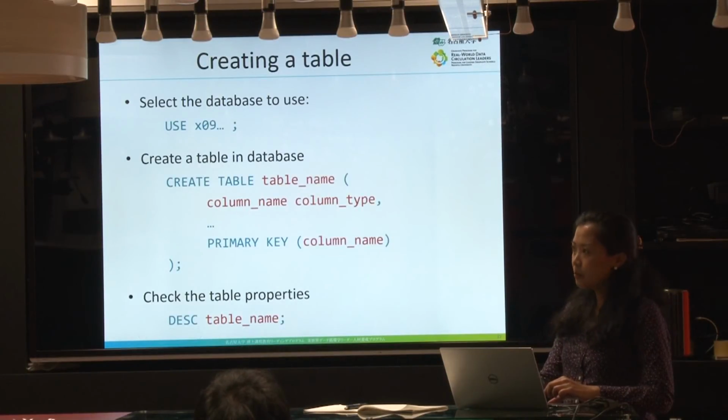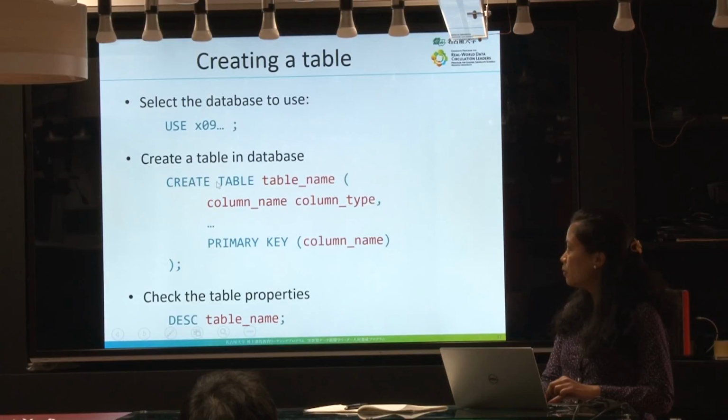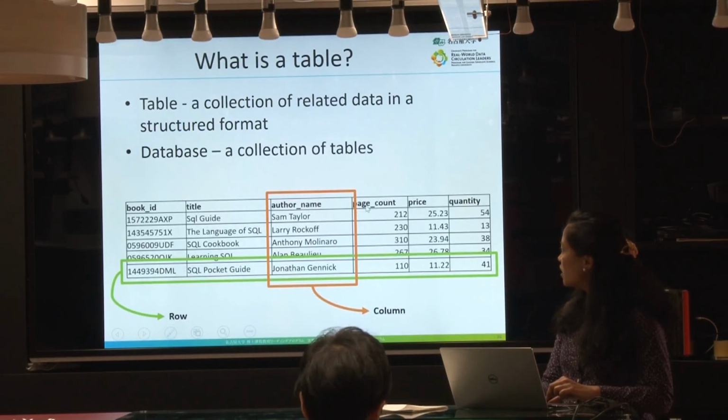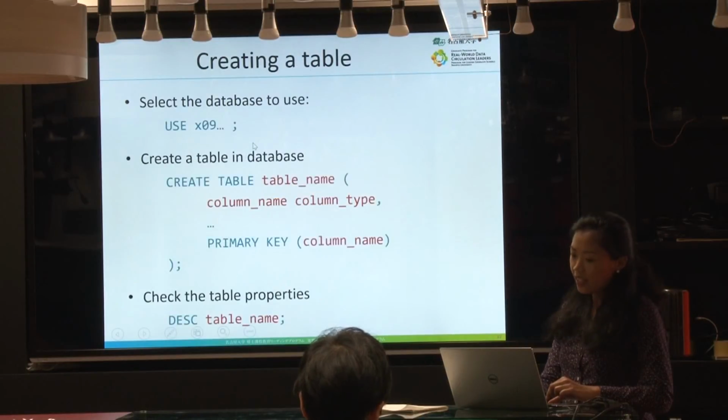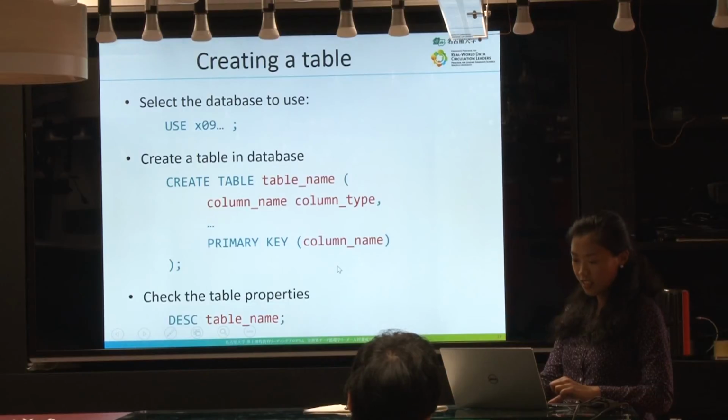In creating a table, first you select the database to use. So you use the keyword use and the database that you created. In order to create a table in the database, you use create table and the table name. You also specify the name of the columns. For example, here the columns are title, author name, page count, price, quantity. And you also specify the data type for each column. In order to check the table properties, you use the keyword DESC.